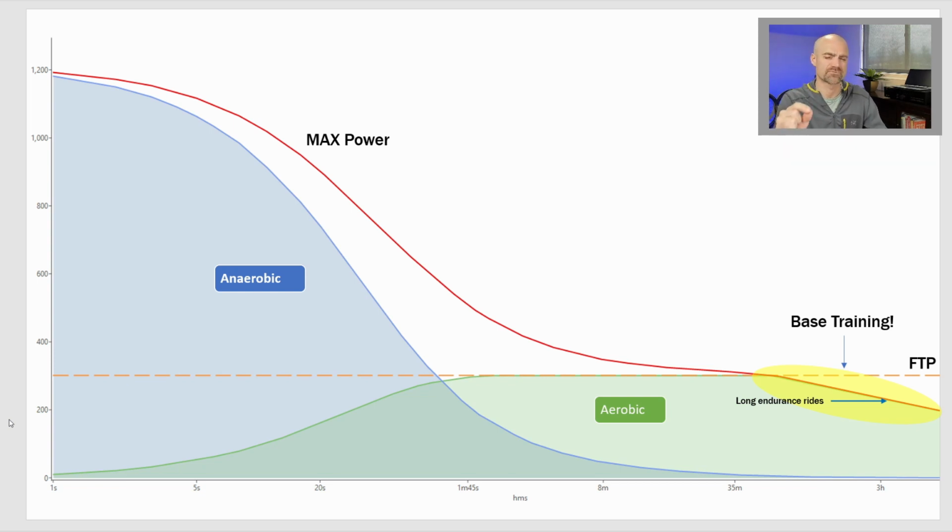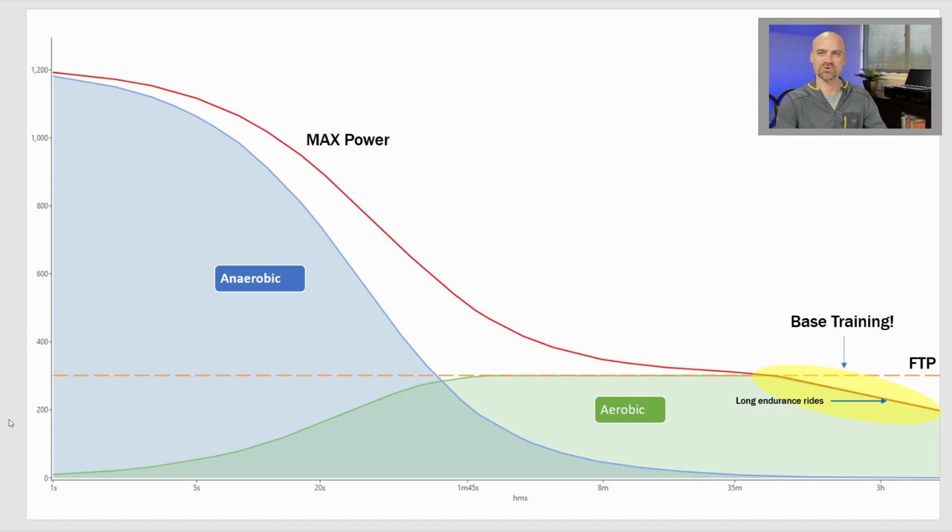So you don't necessarily have to just ride right at FTP to improve FTP. You can actually ride quite a bit lower, but for a really long time, and improve your FTP a lot as well. This is how the pros do it. This is almost all they do during base training. So there's long endurance rides.